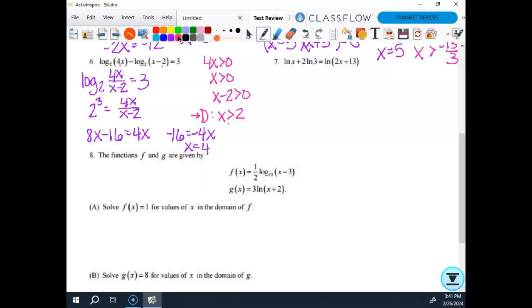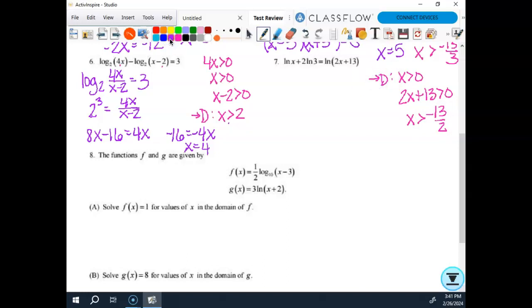All right, let me check these. So here, x has to be greater than 0, and then 2x plus 13 has to be greater than 0, which means x has to be greater than negative 13 over 2. This guy wins.